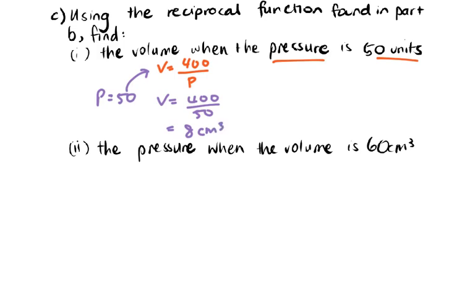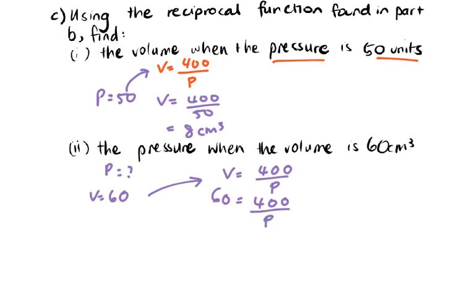Part 2 of this section is to find the pressure. So now we need to find P. So find the pressure when the volume equals 60. So now what we're going to do is use our formula, but instead we are now going to find P. So our formula is V equals 400 over P. And I'm going to substitute V back in here, so that's 60 equals 400 over P.